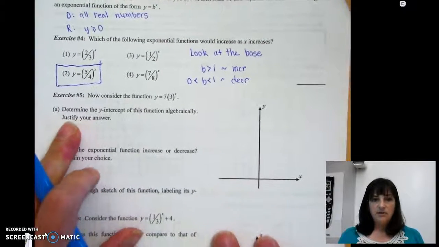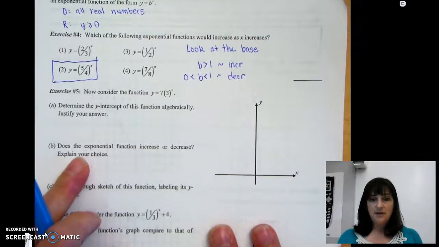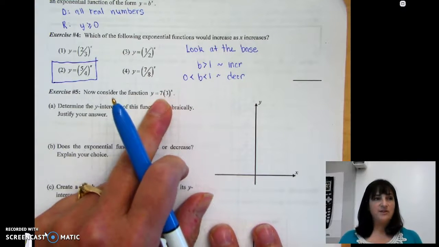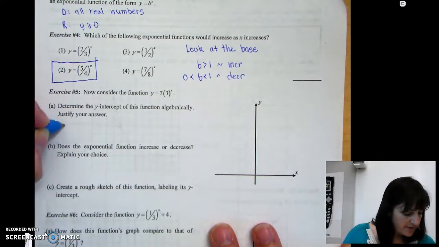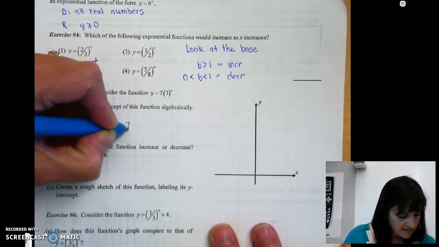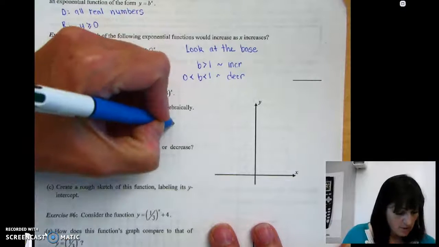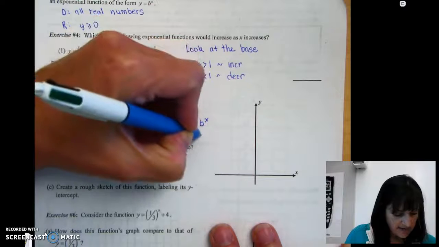All right, the next exercise we have to do is to determine the y-intercept of a function and then explain whether or not it increases or decreases. So this one is slightly different. It's been stretched by a factor of 7. So if we go in now and take a look at the y-intercept, we always are going to find the y-intercept the same way. We want to evaluate the function when x is 0. So 7 times 3 to the 0 is 7 times 1, which is 7. So if we have an exponential function of the form y equals a times b to the x, I know that a is going to be the y-intercept.